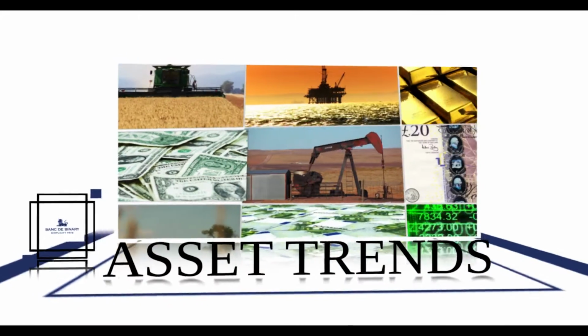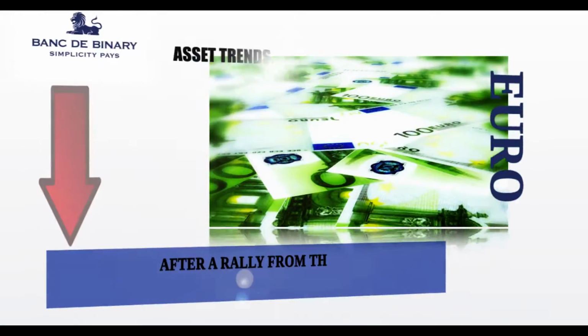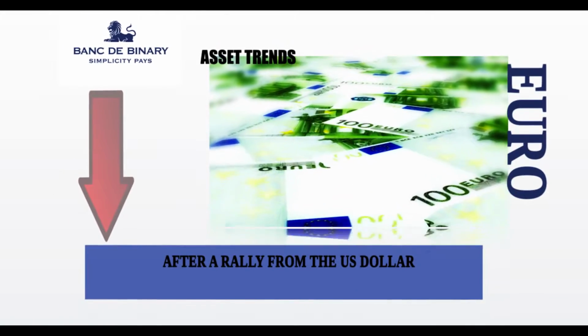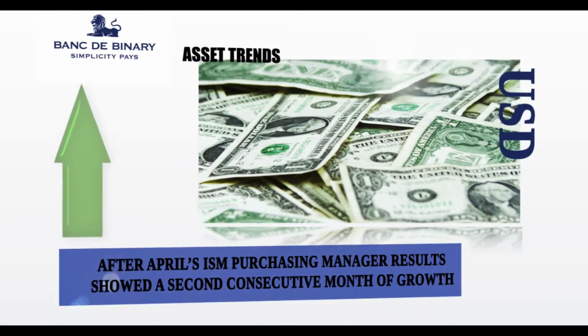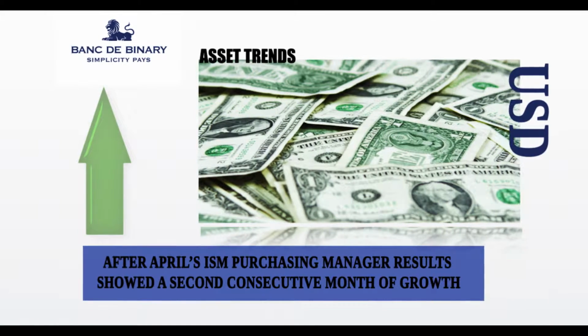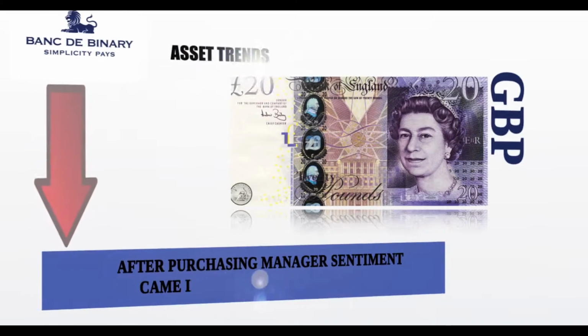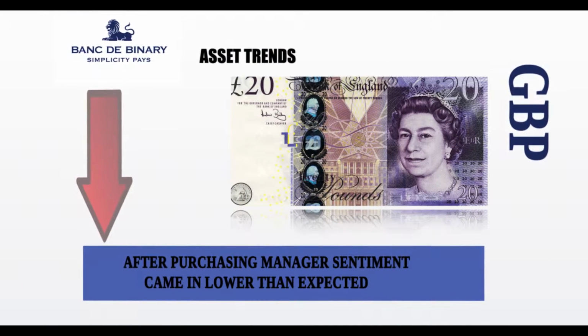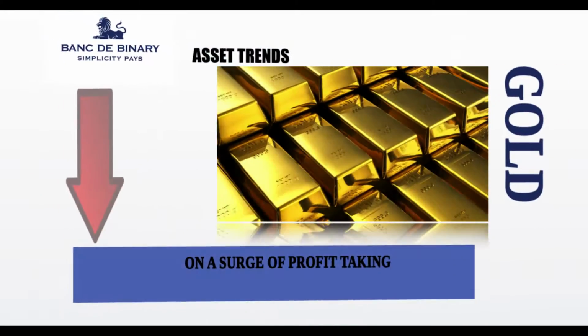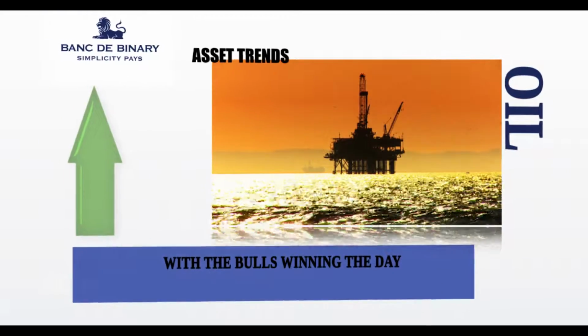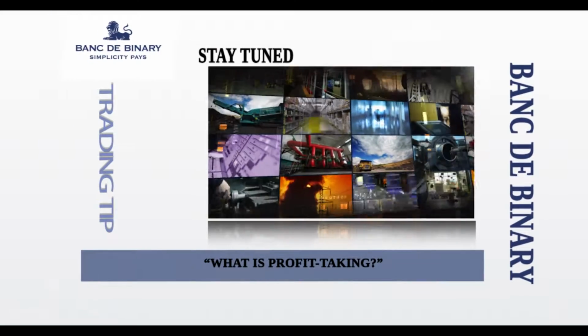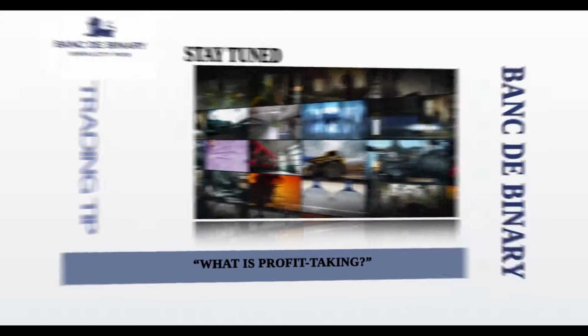Let's review the main asset trends from last week. The euro was down after a rally from the US dollar. USD was up after April's ISM Purchasing Manager results showed a second consecutive month of growth. The GBP was down after Purchasing Manager sentiments came in lower than expected. Gold was down on the surge of profit taking. Oil was up with the bulls winning the day. Stay tuned for our trading tip later in the clip.